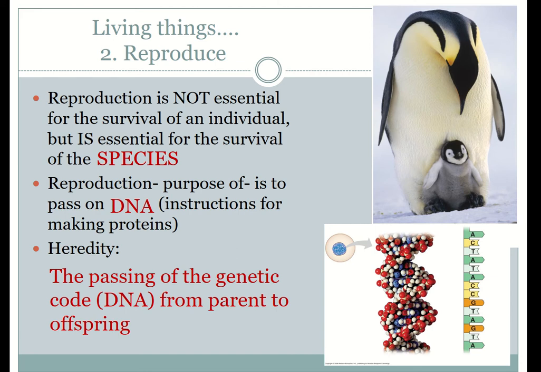All right, next characteristic of life is reproduction. So although an organism doesn't need to reproduce over its lifetime for its individual survival, if reproduction doesn't happen within the species, then the population won't survive, okay? So the purpose of reproduction is to pass on our DNA, which passes on our traits from parent to offspring. So there's a term that I want you to know called heredity, and heredity is just the passing of genetic material from parent to offspring, all right?